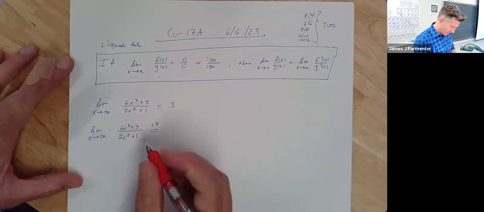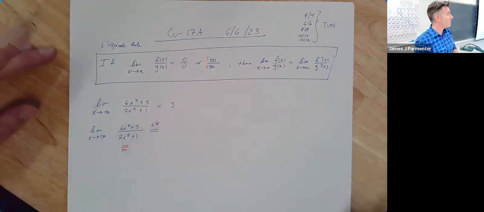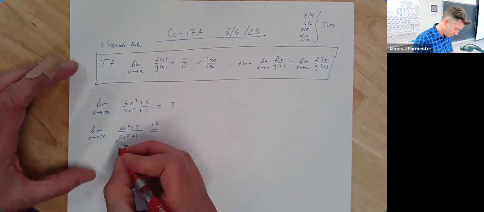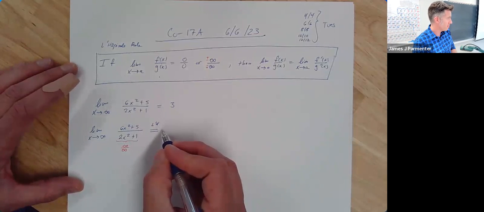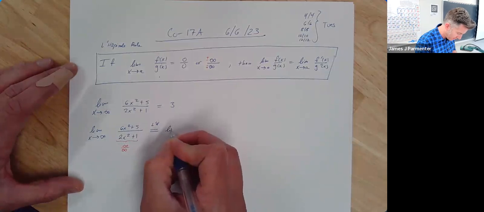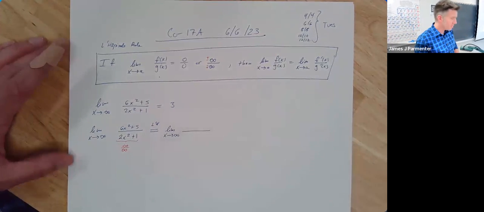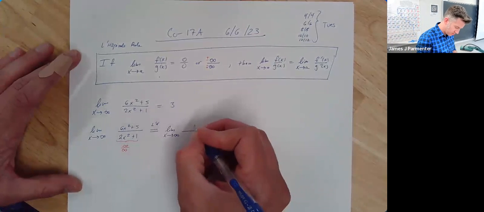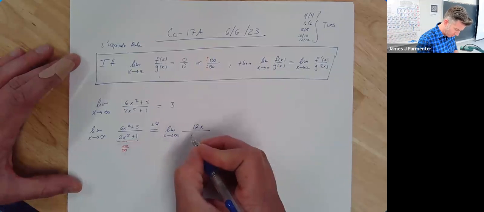If I plug in infinity, I get infinity on the bottom and on the top. So that is an infinity over infinity type. So I can use L'Hopital's rule. And then the next thing you need to write is the limit. You have to keep writing the limit. And then we can take the derivative of the top part and the derivative of the bottom part. Let's see, the derivative of 6x squared plus 5 is 12x. The derivative of 2x squared plus 1 is just 4x.